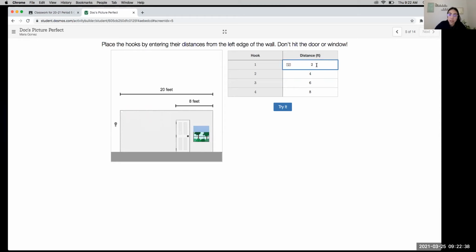I'm going to try another one here that I saw. 3, 5, 7, and 9. Notice this one still has that equal spacing between them of 2, but they started at a different distance. So keep that in mind too. If you start at a different distance, it gives you more space here from basically this corner of that wall or the end of that wall. It pushes your hooks over further out if you start further at a bigger distance. So keep that in mind too.